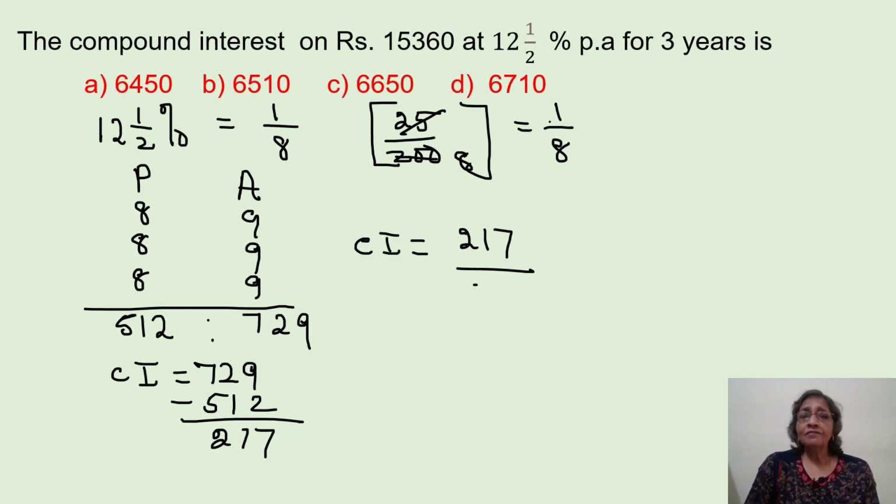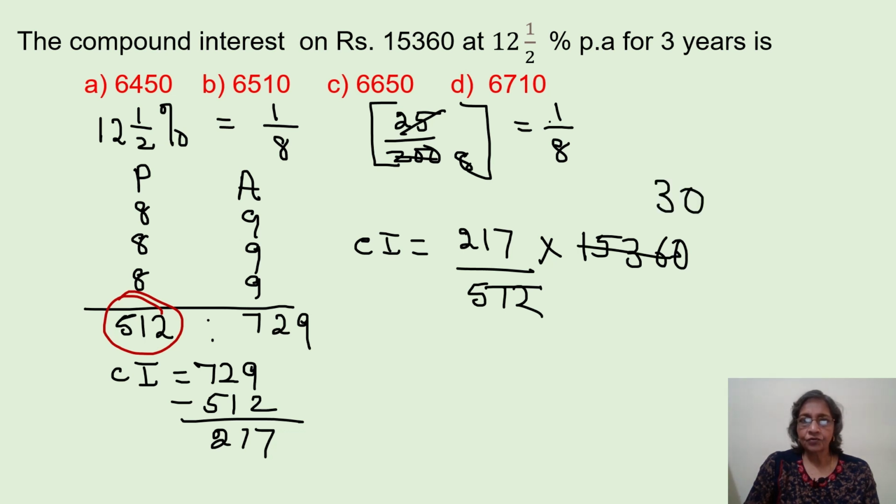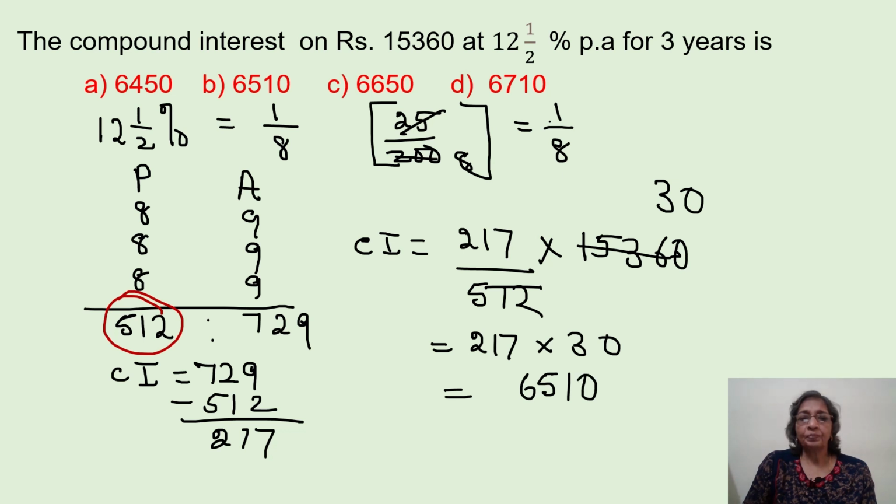Okay. Now this 217 is the compound interest on 512, which is our principal here. So on 15,360, it is going to be how much? Now this cancels directly 3 times. If you look at this, 512 and 1536, it will cancel 3 times. So you will get 217 into 30, 6510. Our correct option is the B option.